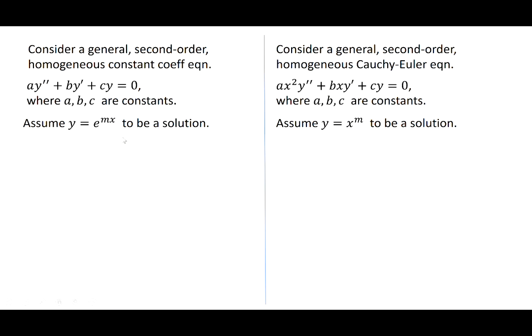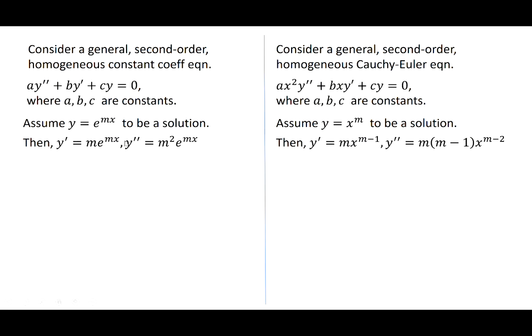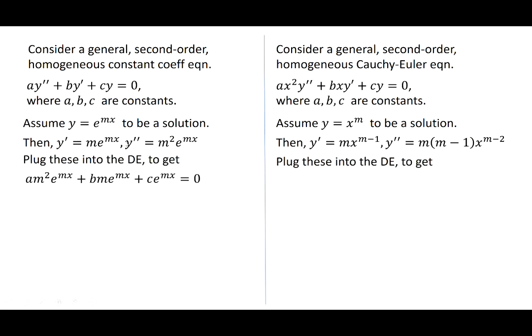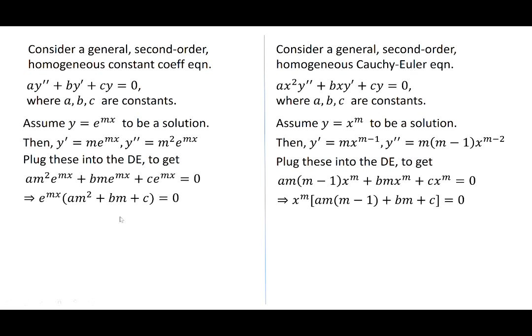And then what do you do? Well, you figure out y prime, y double prime, plug into the equation, same thing you do here as well, right? And when you do, you can factor out e to the mx. Here you can factor out x to the m. E to the mx cannot be 0. X to the m cannot be 0, unless x is equal to 0. We cannot let x equal 0 because all these derivative terms will go to 0. So x equals 0 is never in the domain of this one. We need not worry about that part.